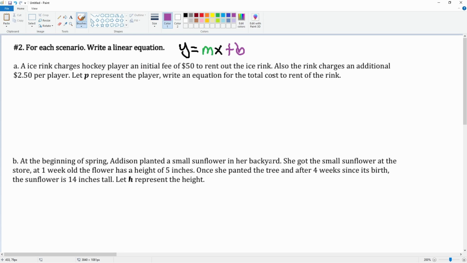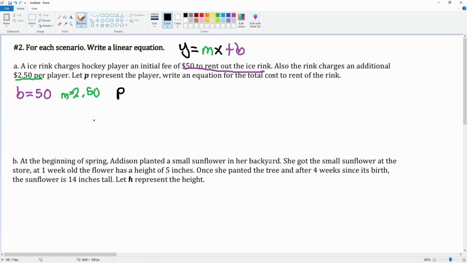So an ice rink charges hockey players an initial fee of $50 to rent the ice rink. The initial fee is the b value. Also, the rink charges an addition of $2.50 per player. This is $2.50 per player, so that makes it the slope. And P is the player. Write an equation for the total cost.